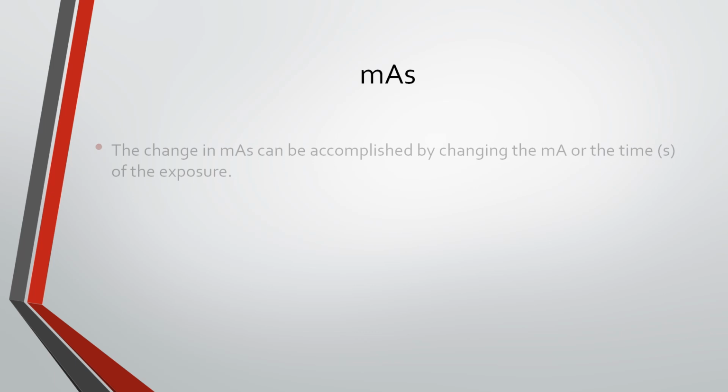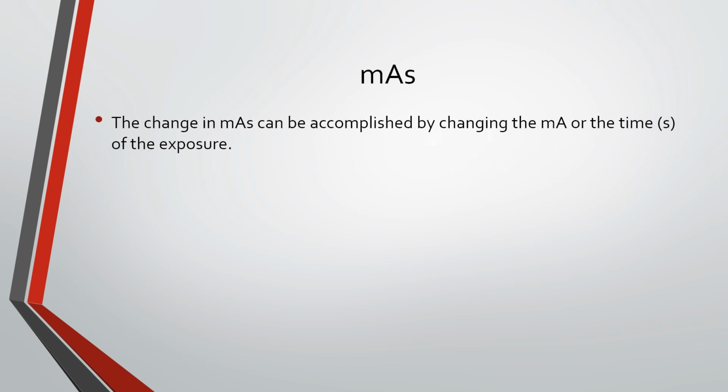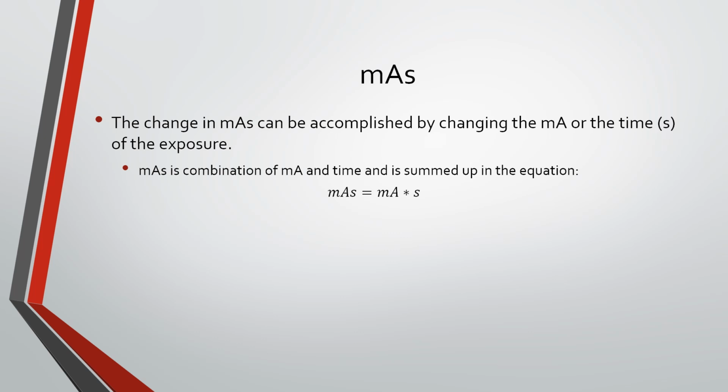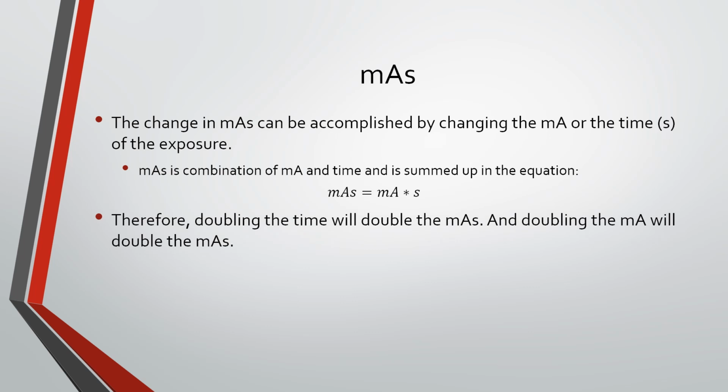So a change in mass can be accomplished by changing the MA or the time, which is the seconds, the S of the exposure. Mass is a combination of the MA and time, and is summed up in the equation: mass equals the MA that's set times the time. Therefore, doubling the time will double the mass, and doubling the MA, as we saw on the last graph, will also double the mass.